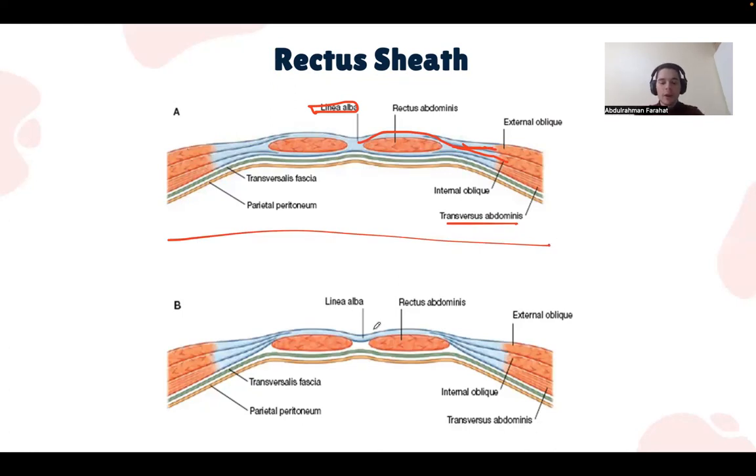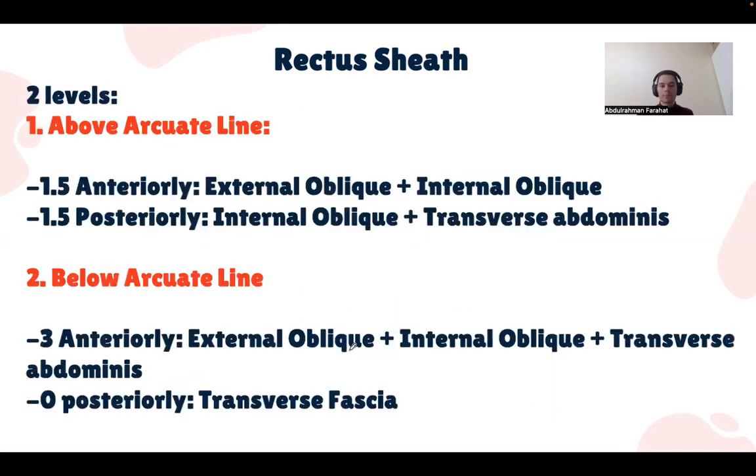Now below the arcuate line, you'd have a different order. So now the transverse abdominis muscle goes anteriorly, or you could also say that the rectus abdominis muscle goes back. So the transverse abdominis goes in front, or the rectus goes back. Once the transverse abdominis goes to the front, you can see the internal oblique is also at the front, all these muscles are at the front, and they form the similar aponeurosis, the linea alba. And at the back, there are no muscles anymore. So this would be the order of the rectus sheath at the level below the arcuate line.